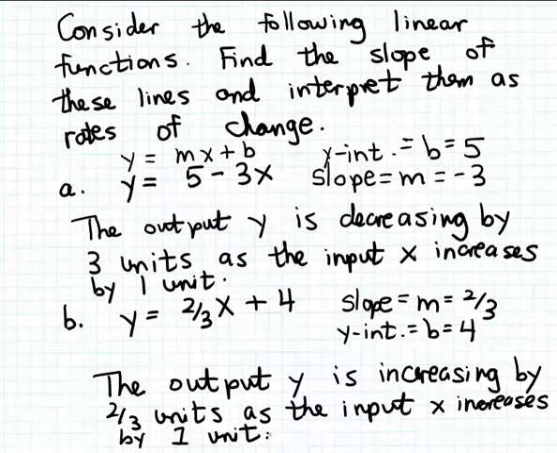Notice that in our general interpretation of the slope, the input is always increasing by 1 unit, but the slope tells us how the output value is changing, and that might be increasing and that might be decreasing, and of course the slope value itself tells us the amount that the output value is increasing or decreasing by.